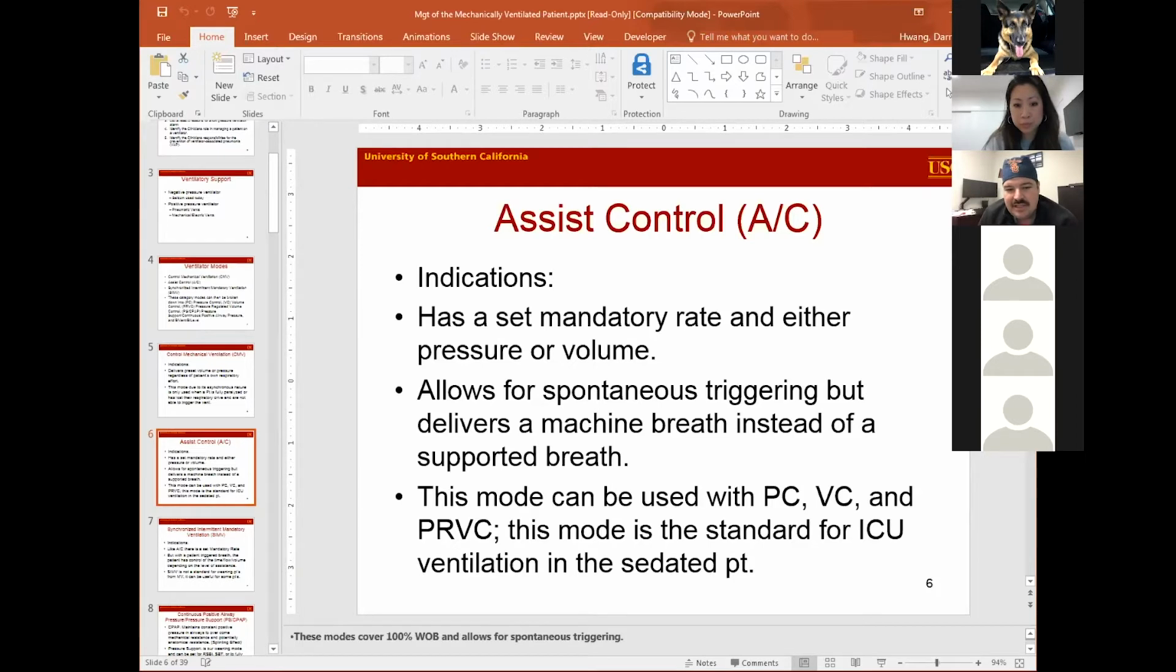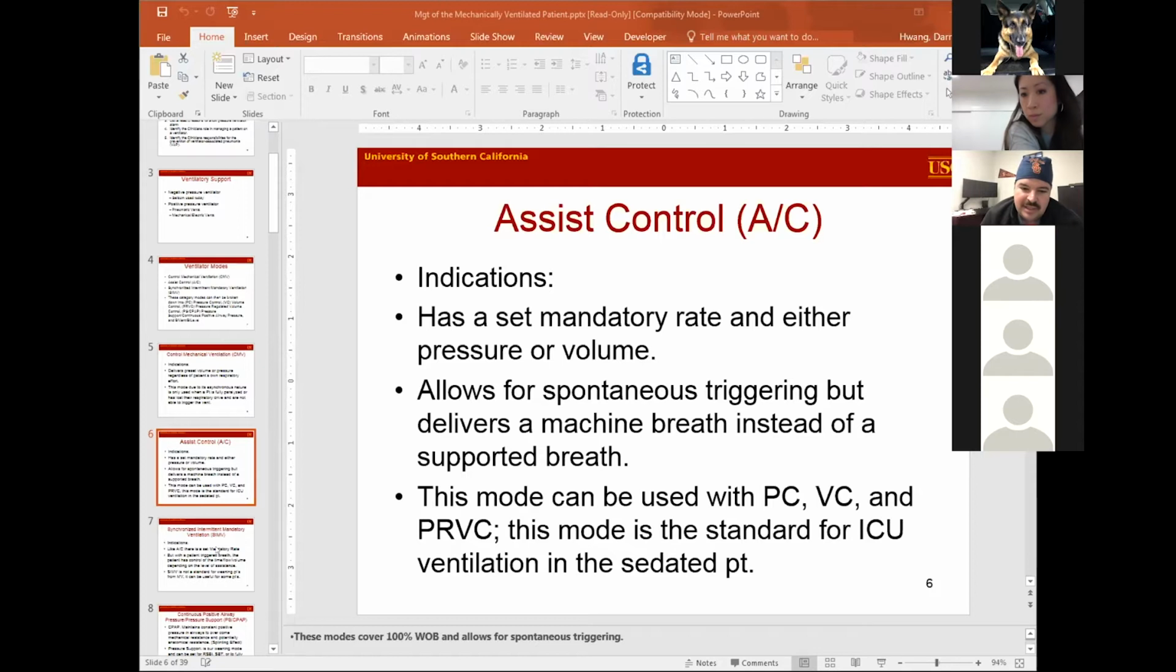Assist control is the most common category of ventilator software. This category allows for a designed machine breath for the user to create manual breaths or machine breaths that are dictated by the provider and team. This mode also allows for patients to breathe spontaneously in the way of triggering breaths. Although in this mode, when they trigger breaths, they are triggering a machine breath instead of a more spontaneous or supported breath.